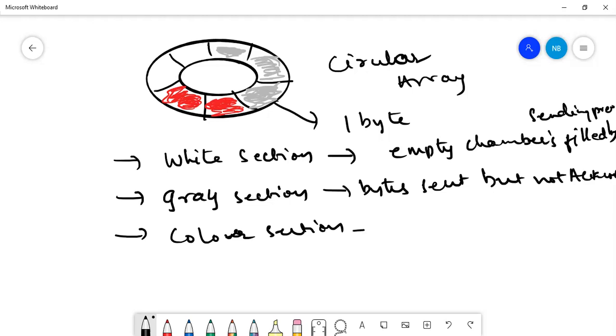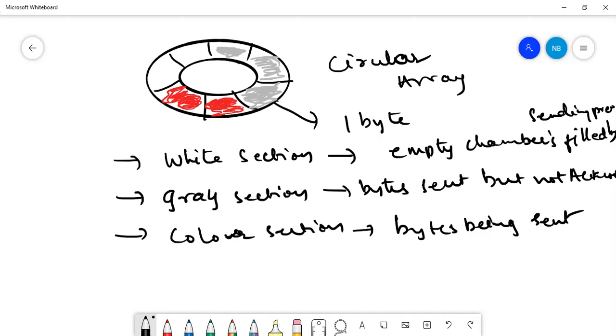So the colored section is the bytes being sent. All the bytes that have been sent will be in a different color, not exactly this color, it will be a different color. So try to understand here the service which is provided by the TCP.